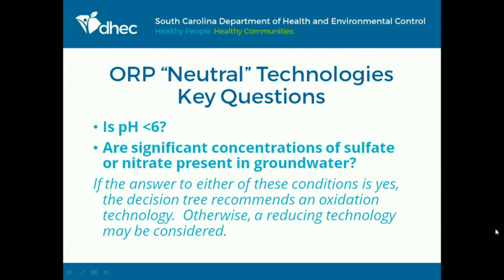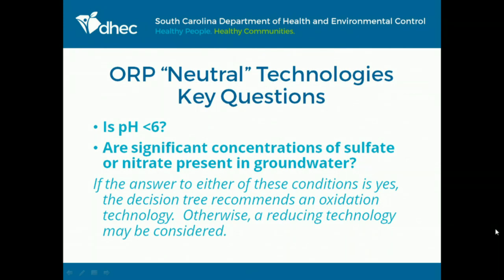Moving to ORP neutral technologies. Key questions. Is pH less than 6? Sorry, you're going to hear it from me two or three times. South Carolina, the groundwater in most parts of South Carolina can be less than 6 naturally without any contamination being added. That's why so many reductive dechlorination remedies do not seem to be successful, because Dehalococcoides does not do well if the pH is less than 6. No matter what you do to it, no matter what sort of carbon source you give it, it's just not happy. And there is documentation about that.